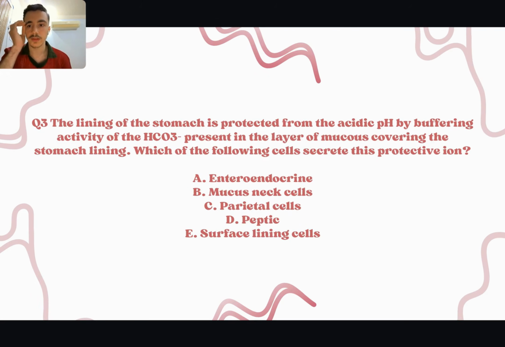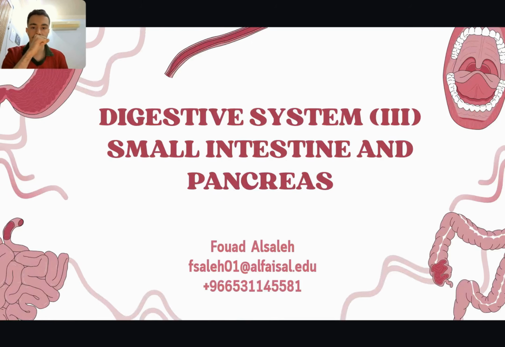Okay. The lining of the stomach is protected from acidic pH by the buffering activity of the bicarbonate present in the layer of mucosa covering the stomach lining. Which of the following cells produce the bicarbonate? It's very easy, right? The surface lining cell, the one on the top, you remember.